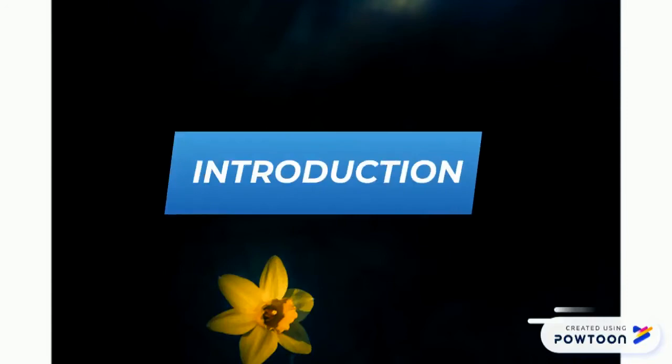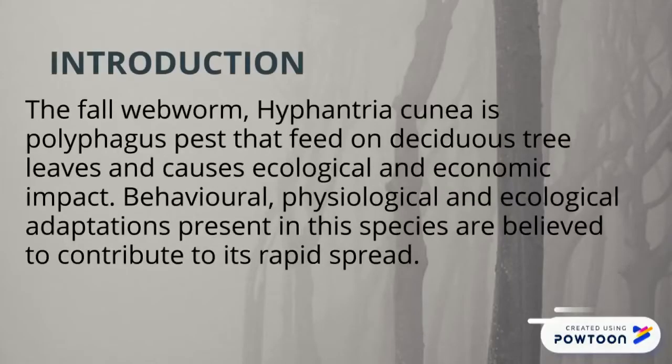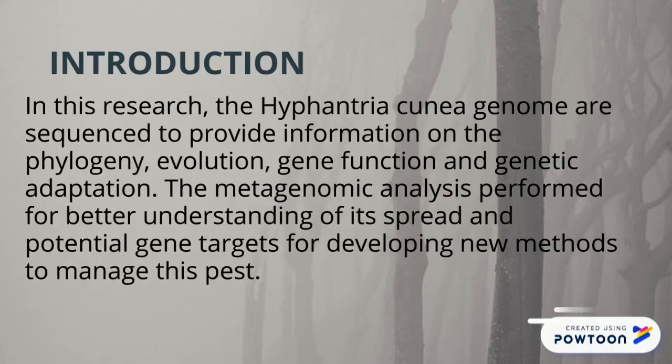The fall webworm Hyphantria cunea is a polyphagous pest that feeds on deciduous tree leaves and causes ecological and economic impact. Behavioral, physiological, and ecological adaptations present in this species are believed to contribute to its rapid spread. In this research, the Hyphantria cunea genome is sequenced to provide information on the phylogeny, evolution, gene function, and gene adaptation. The metagenomic analysis is performed for better understanding of its spread and potential gene targets for developing new methods to manage this pest.